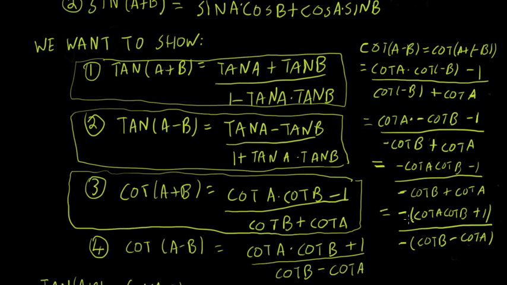We have a negative sign in both the numerator and the denominator, so they can cancel. These can cancel. And we are left with, and I'm not going to write a slash through it because it'll make it look like a plus sign, we're left with cotangent of A times the cotangent of B plus 1 divided by the cotangent of B minus the cotangent of A. And that's exactly what we have here.